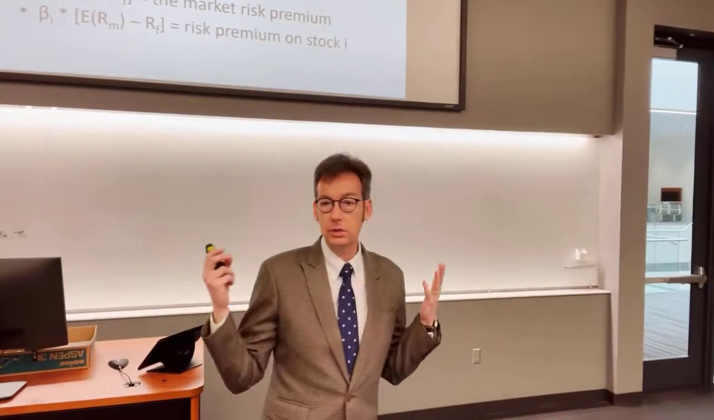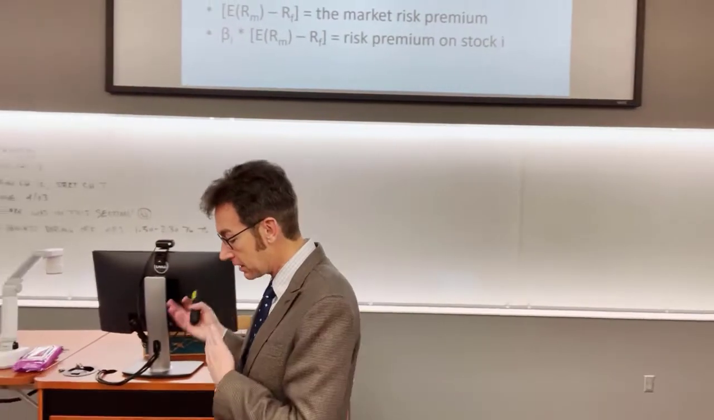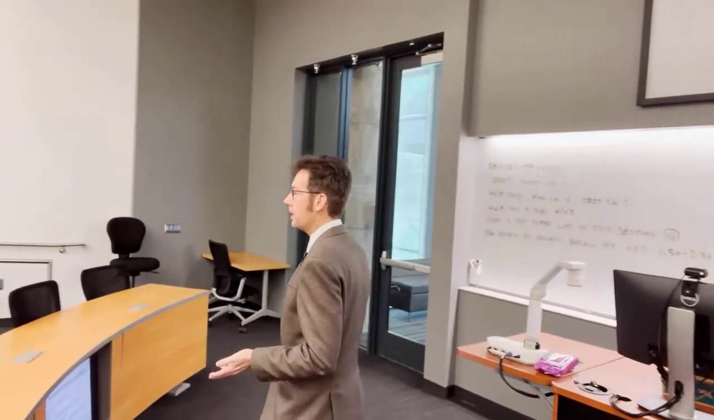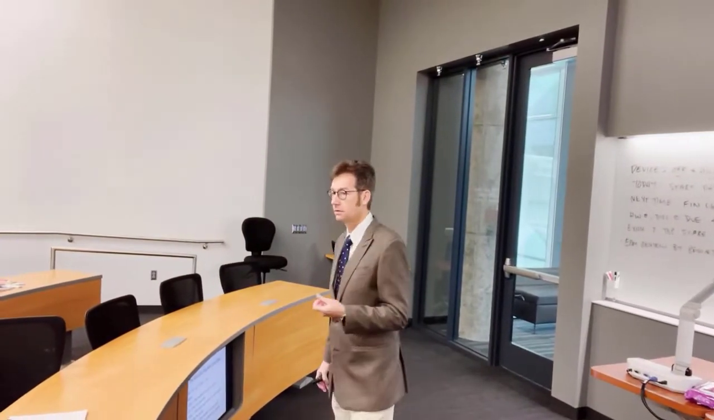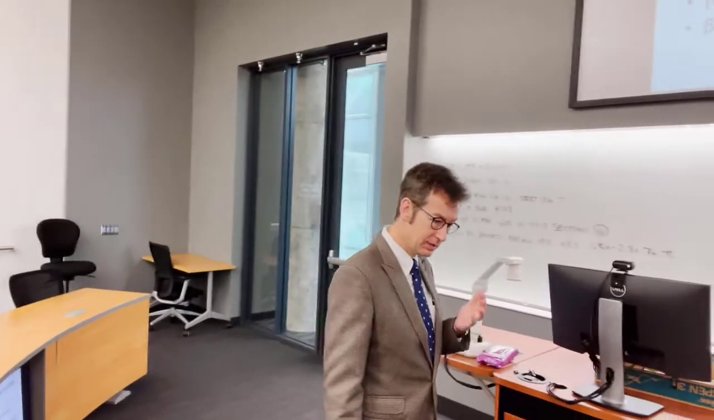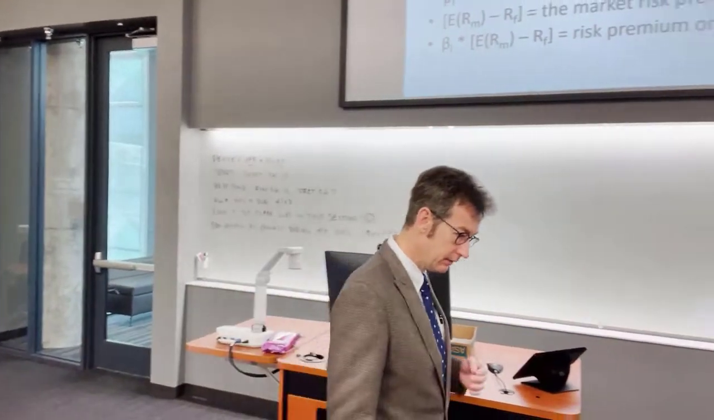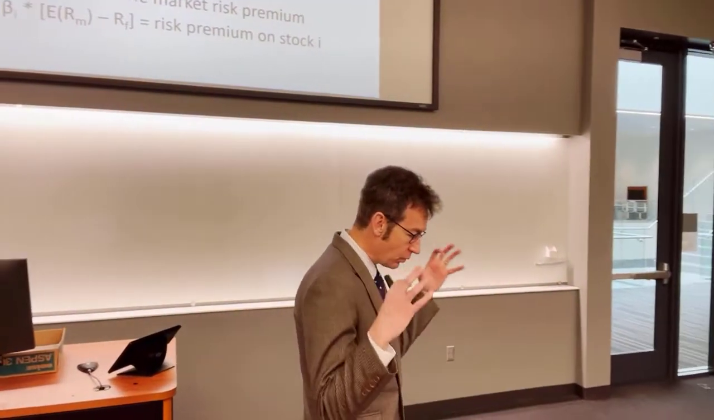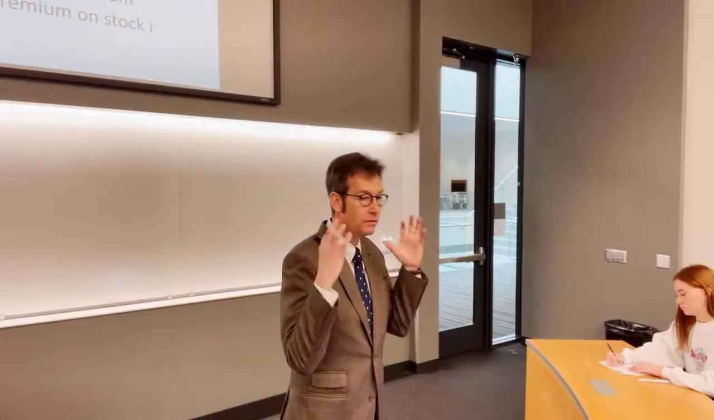By the way, expected return on stock I, that is the cost of equity using the security market line. And then we've got R sub F. What's R sub F? The risk-free rate. And then we've got beta sub I. That's the beta of stock I that we're trying to find the return on. And then that thing in the square brackets, we actually have a name for that thing.